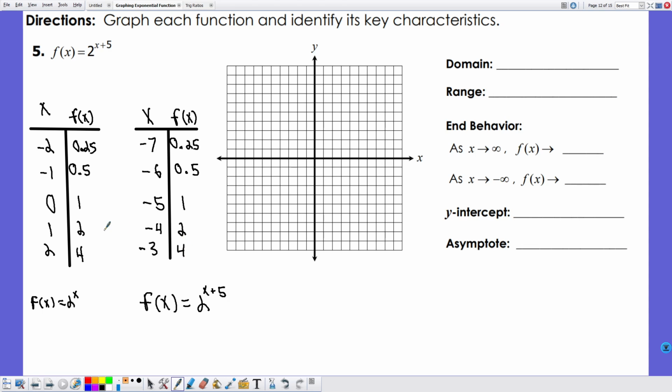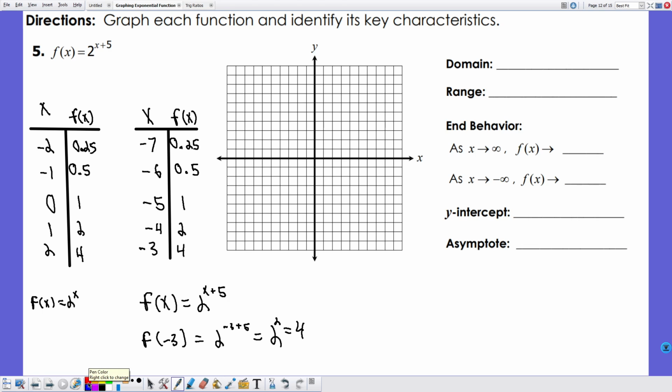And you can always verify these for yourself, such as f of -3. Well, that's 2 to the -3 plus 5, which -3 plus 5 is 2. 2 squared is 4. It's easy to verify on your own. But now we can graph this function.